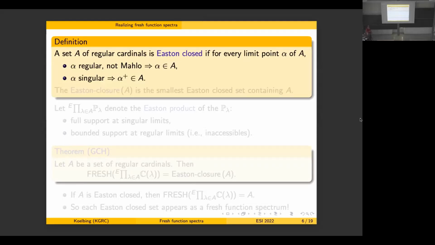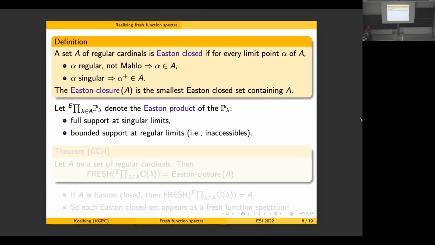I call a set of regular cardinals Easton closed if it has the following closure properties. If we have a limit cardinal alpha of A, so alpha is a limit of the cardinals in A, then if alpha is a regular cardinal and not a Mahlo cardinal, then alpha belongs to A. And if alpha is a singular cardinal, then the successor of alpha belongs to A. And yeah, the Easton closure of a set is, of course, the smallest Easton closed set which contains A as a subset.